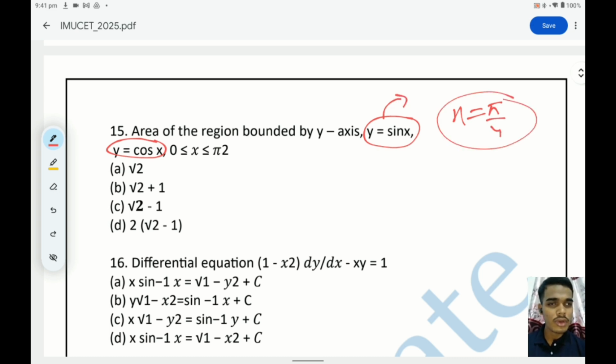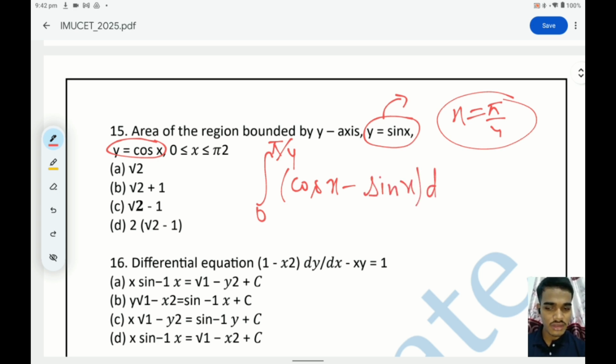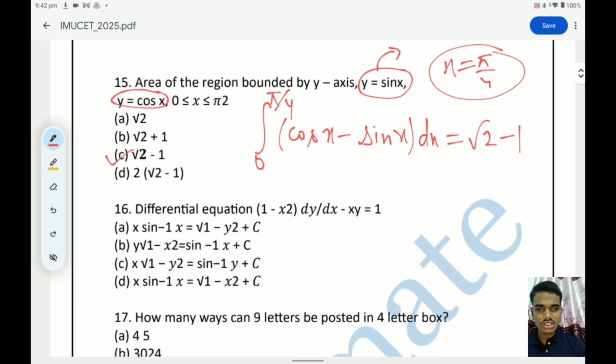Sin pi by 4 is 1 upon root 2, cos pi by 4 is 1 upon root 2. Okay, so our range of the integration will be 0 to pi by 4, and here the final value is cos x minus sin x. जब भी दो इक्वेशंस होते हैं दोनों घटा के लिखना होता है. Okay, and here dx, if we solve it we will get root 2 minus 1. So option C.